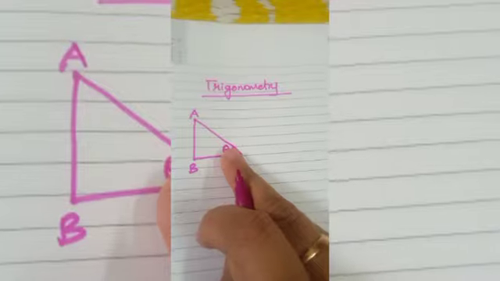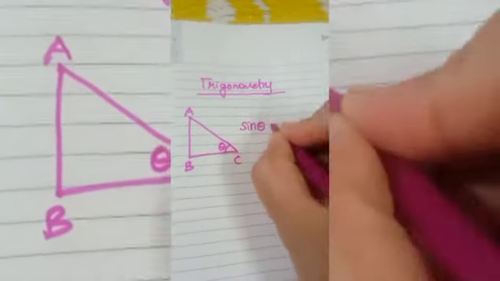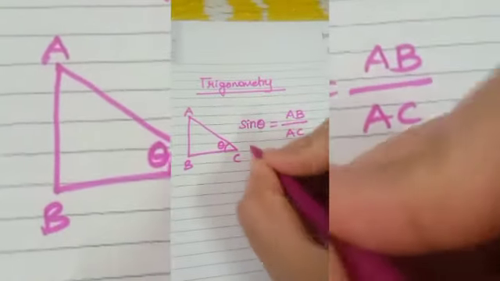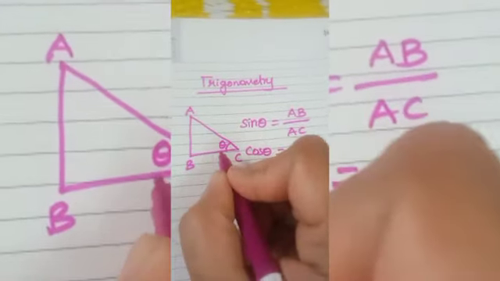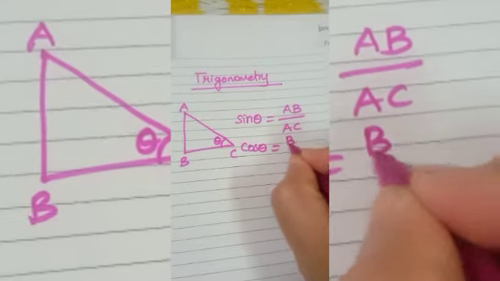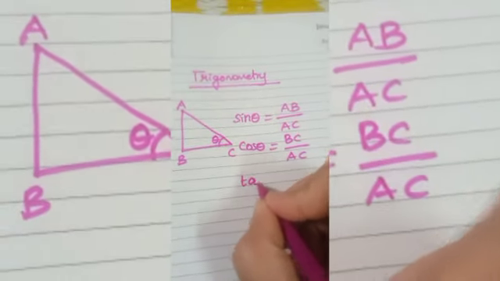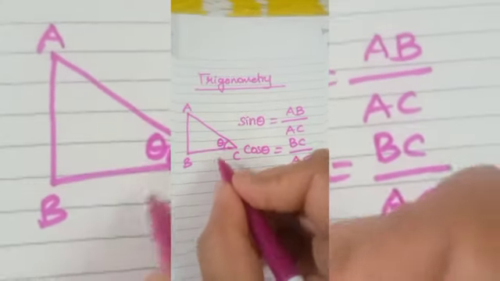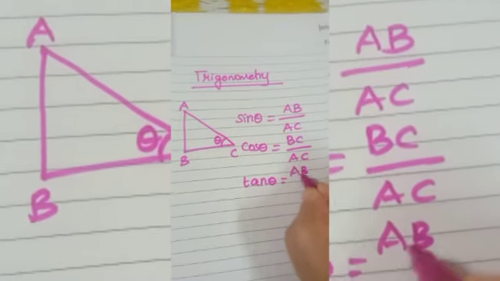So sine theta is equal to opposite side divided by hypotenuse. We can write AB by AC. And then cos theta is equal to adjacent side divided by hypotenuse, so we can write BC by AC. And for tan theta, we can write opposite by adjacent side. So tan theta is equal to opposite by adjacent, we can write AB by BC.